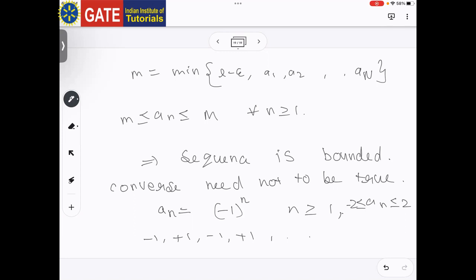But the sequence is not convergent. Okay, then we will stop here.